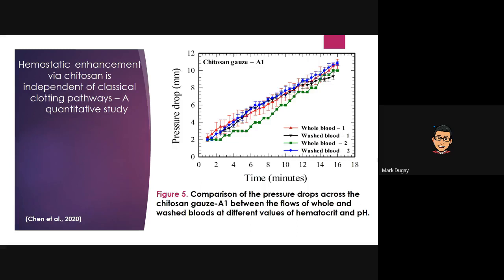Figure 5 shows the comparison of the pressure drops across the Kitosan gauze A1 between the flows of whole and washed bloods at different values of hematocrit and pH, which is shown in Table 2. As shown in this figure, the washed blood 2, which is the blue line, a mixture of 50% washed RBCs and 50% saline, had the highest pressure drop among the blood samples. This shows that red blood cells have a direct interaction with Kitosan for hemostasis.